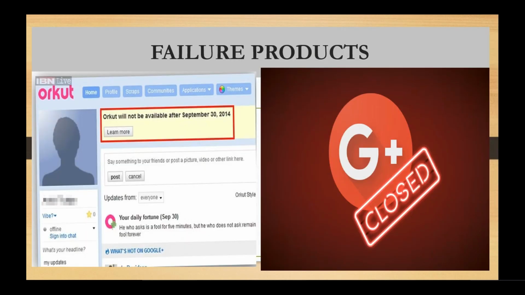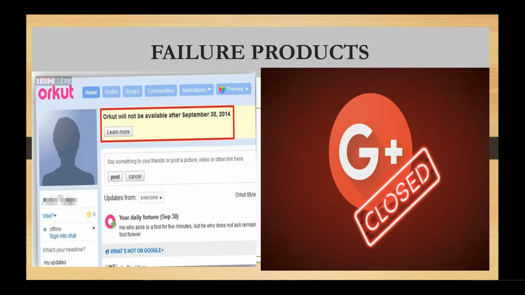Now we have some 5 minutes. We'll go through some of the failed products which were a big failure, which could not establish themselves in the market, which had a very small introductory stage, a very small growth stage, a very small maturity stage, and soon went into the declining phase.